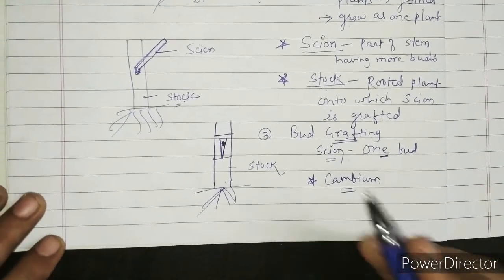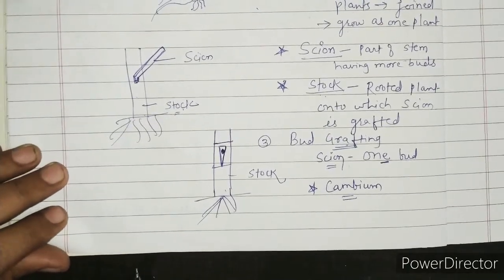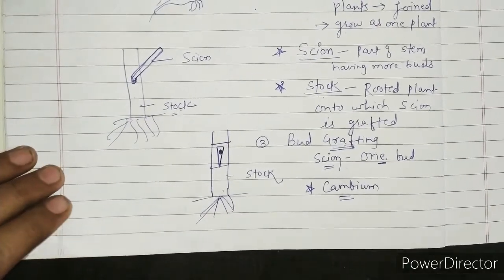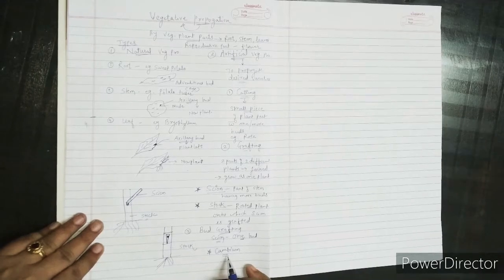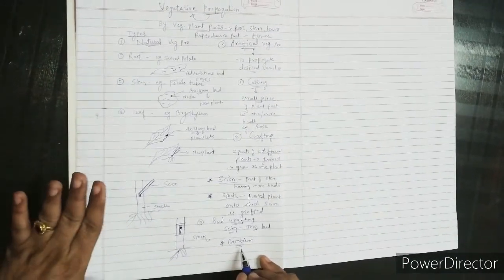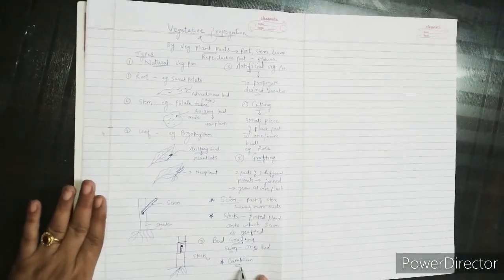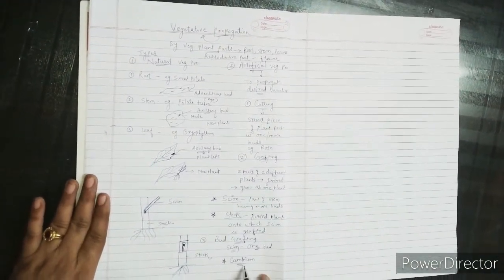Okay students, I think you all understand this topic of vegetative propagation. Here we complete the asexual type of reproduction. In the next period we will see about the sexual mode of reproduction.